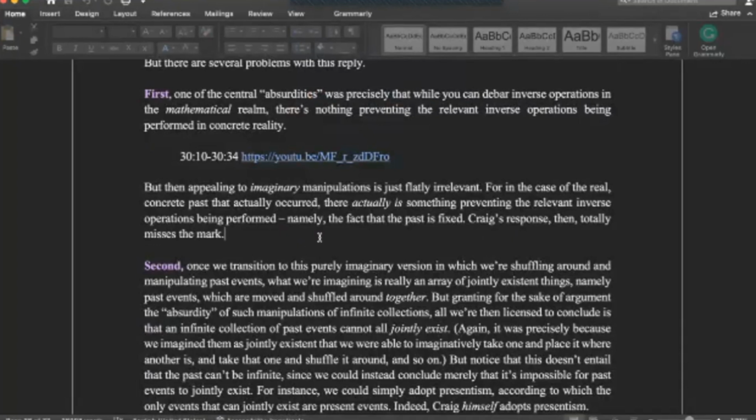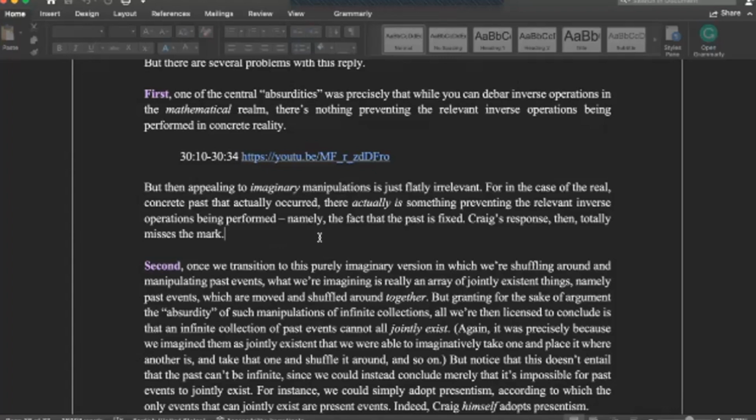But granting for the sake of argument the quote-unquote absurdity of such manipulations of infinite collections, all we are then licensed to conclude is that an infinite collection of past events cannot all jointly exist together. Again, it was precisely because we imagined them as jointly existent that we were able to imaginatively take one and place it where another is, and to take that one and shuffle it around, and so on. But notice that this doesn't entail that the past can't be infinite, since we could instead conclude merely that it's impossible for past events to jointly exist.